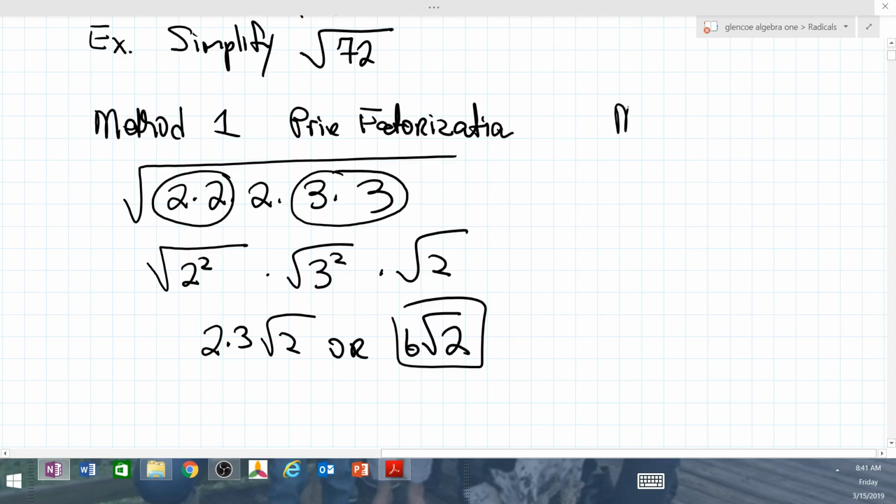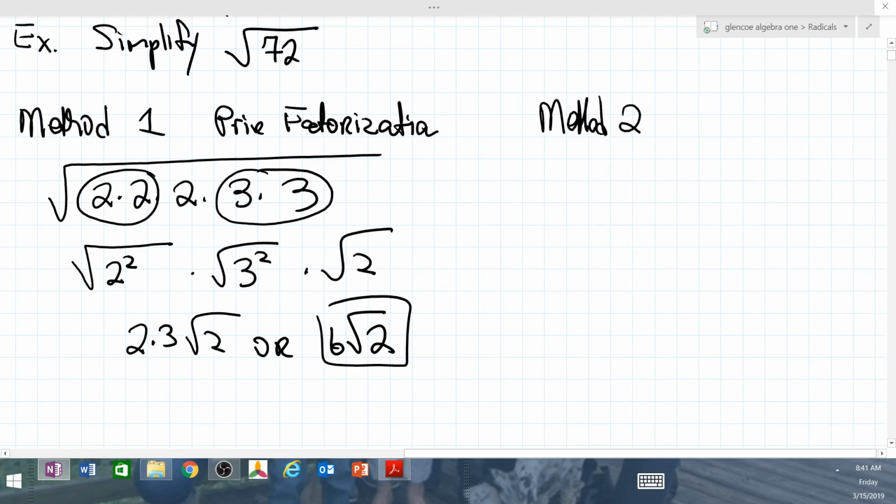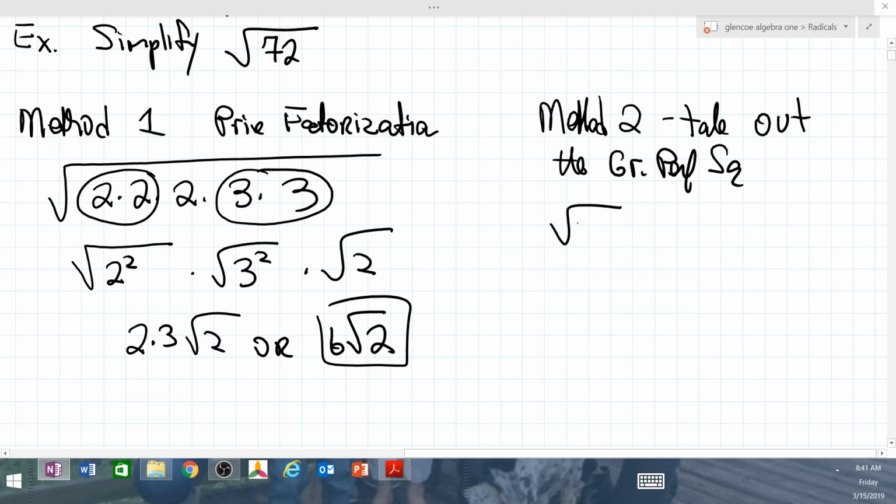Method number 2 would require you to look on page 5 of your packet, which lists all of the perfect squares. And you are taking out the greatest perfect square. So the square root of 72 would break down to radical 36 times radical 2, or 6 radical 2.